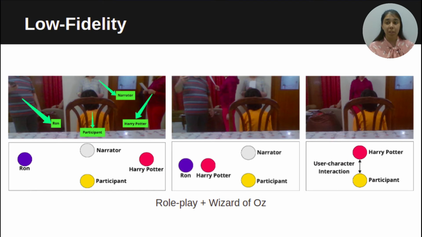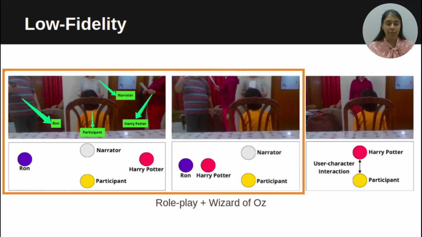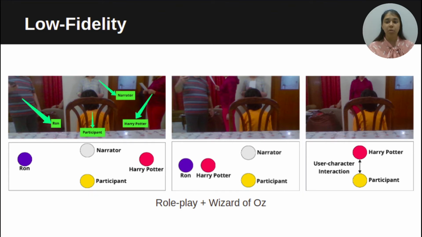Next, we conceptualized Reality Tales via iterative prototyping. For low-fidelity prototyping, we conducted a role play to simulate binaural audio narration, as seen in the images on the left and in the center. We used Wizard of Oz for voice-based user character interaction, as seen in the image on the right.